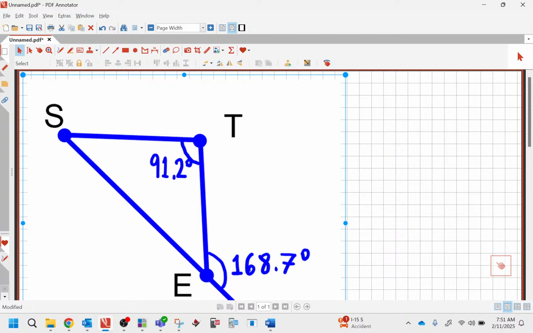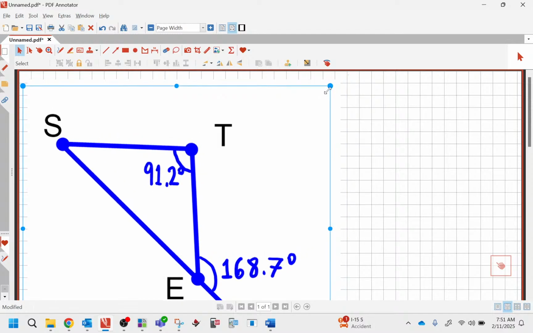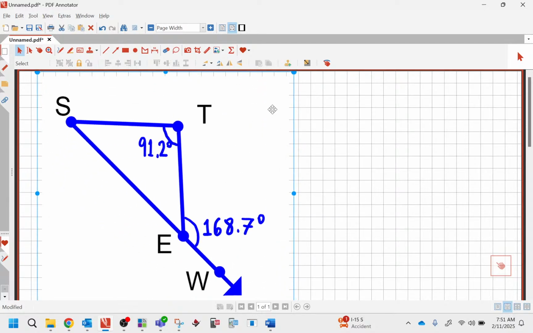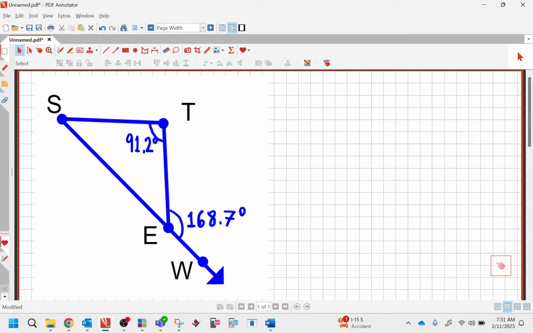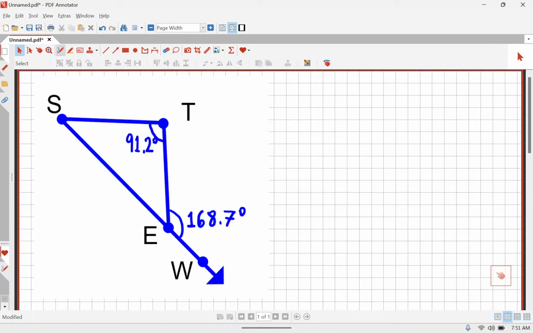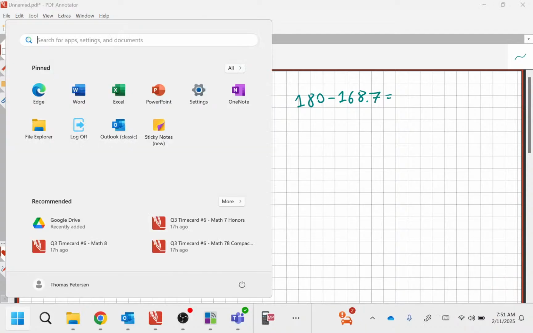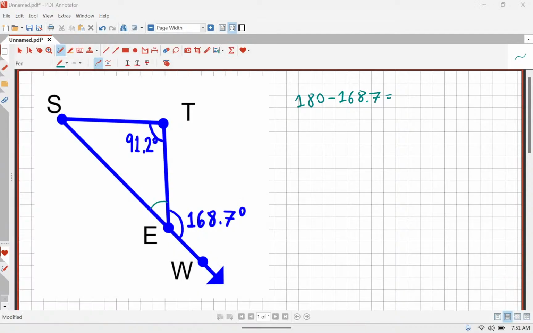Zoe, which angle feels the most natural to go after first? Angle S or angle SET? SET. That's not the only thing we could do, as we learned yesterday, but that's the one that makes the most sense to me. How would you find the measure of angle SET here? Yeah, 180 minus 168.7.